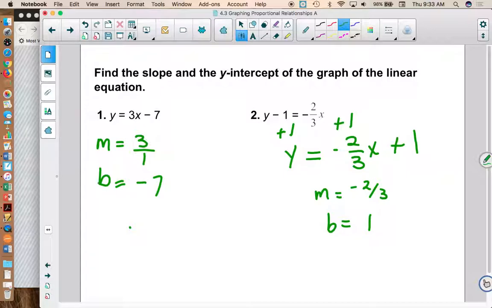Graph the second one. Number 2, graph. How are you supposed to graph that one? Remember, it's rise and run. So I'm going to rise how many? What's my numerator? So I'm going to rise 2 and then run. How many is it?